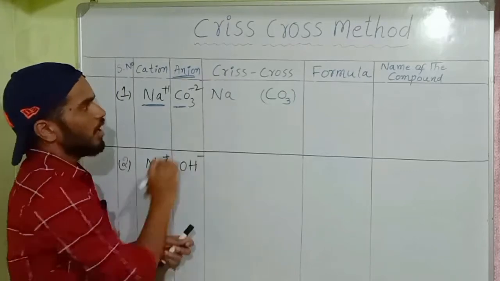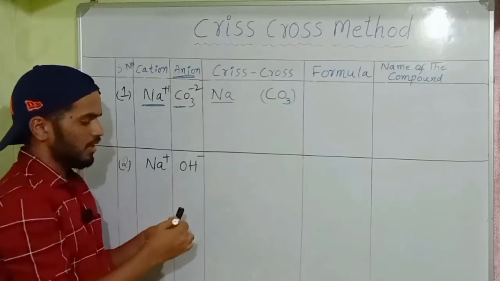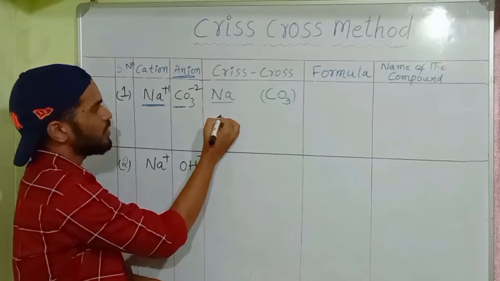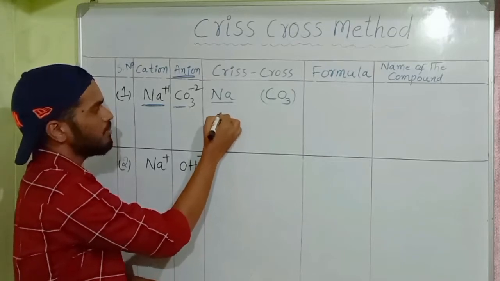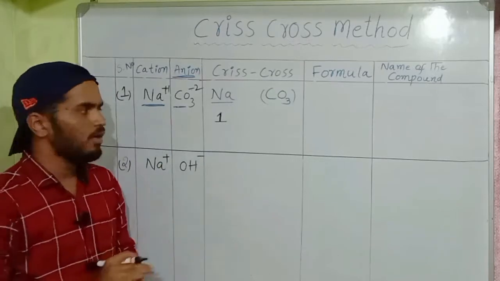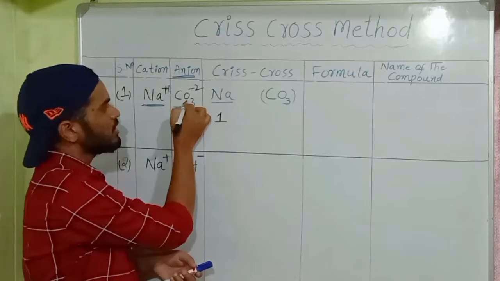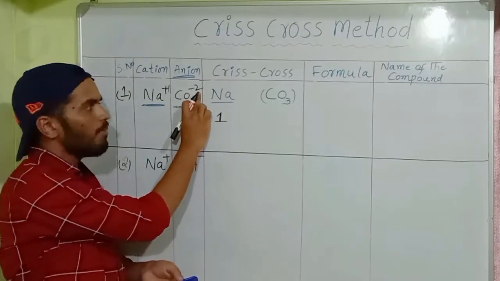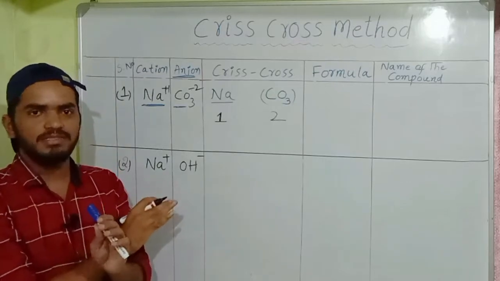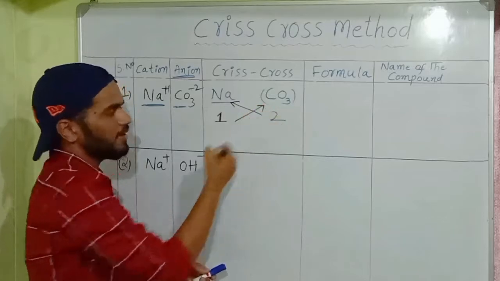Now we have to write the valency of sodium here. What is the valency of sodium? +1. No need to take the sign, whether plus or minus. For CO3, what is the carbonate valency? -2, so we consider 2. So we have to criss-cross, that is, interchange the values like this.